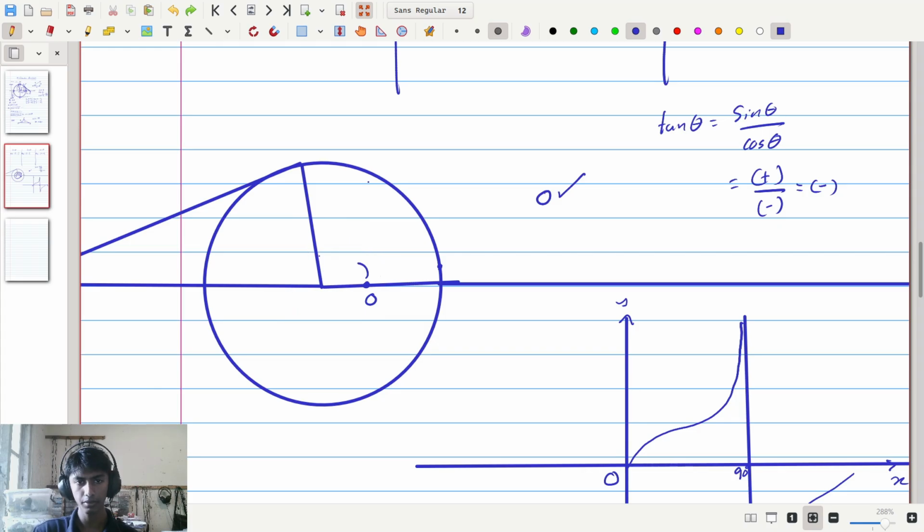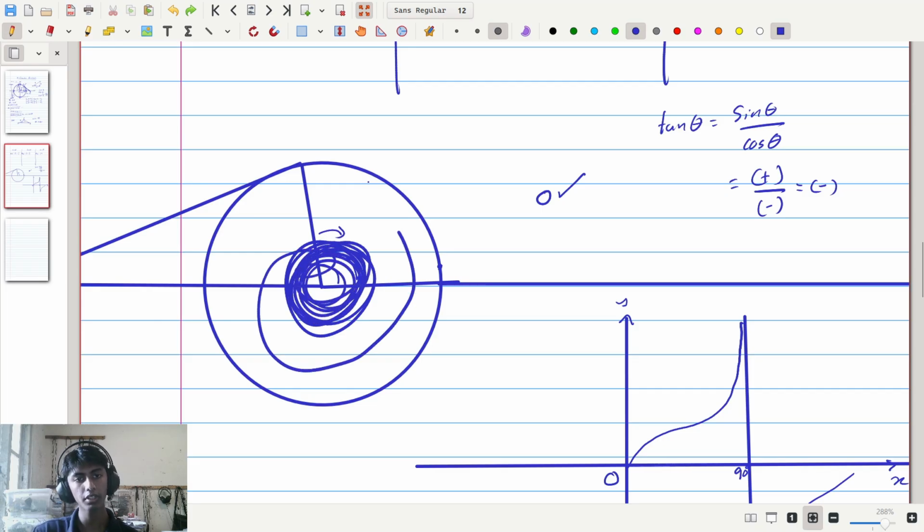And actually, we could do more than a full circle, something like this, and come all the way back to here. In fact, we can do this infinitely many times. We can spin as many times as we want around this origin like this, and come back and stop. So the angle in the positive direction can get as big as it wants.